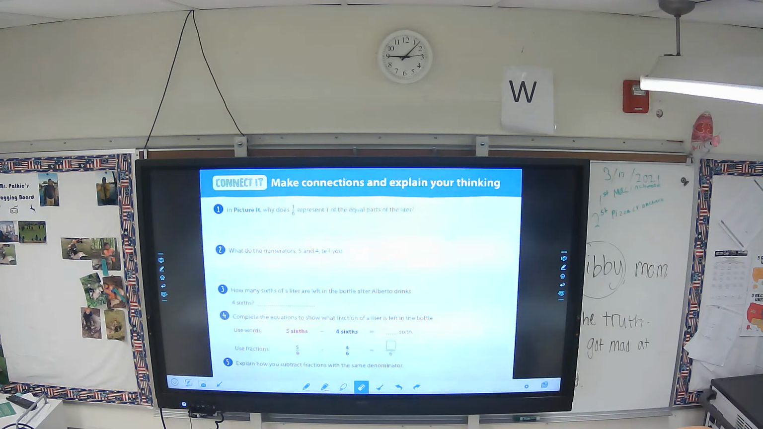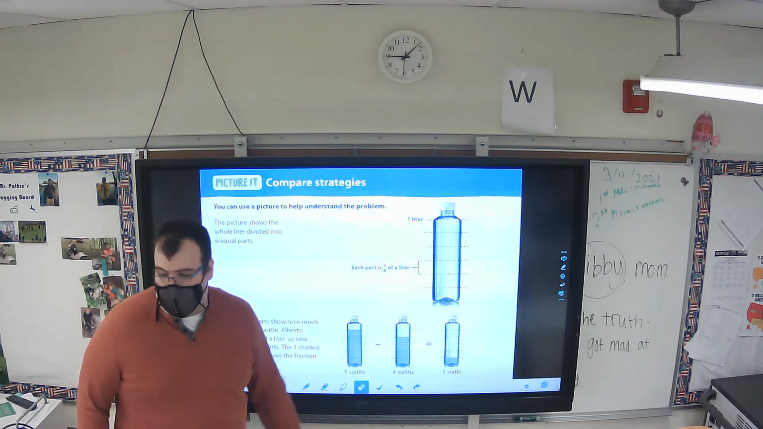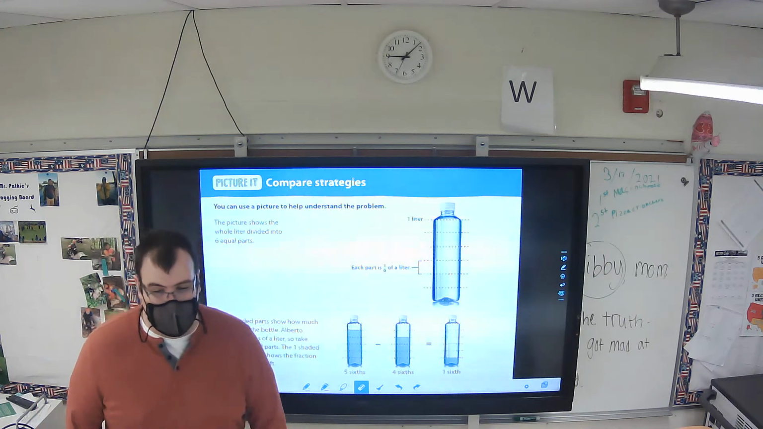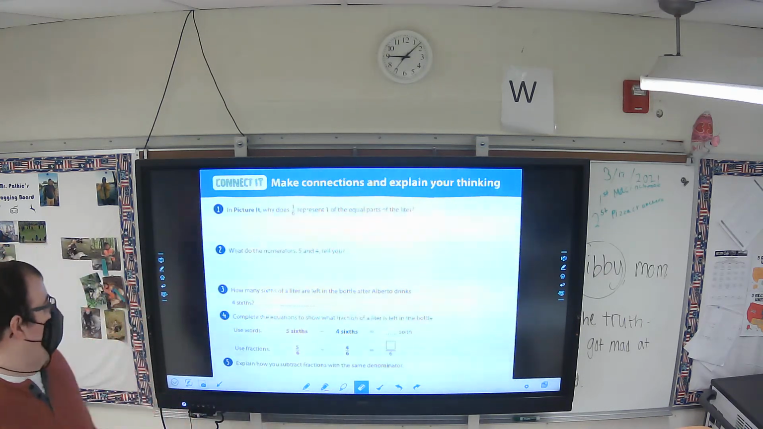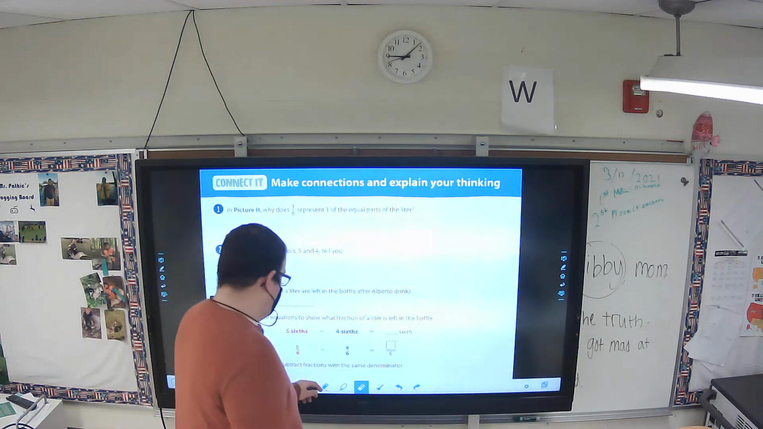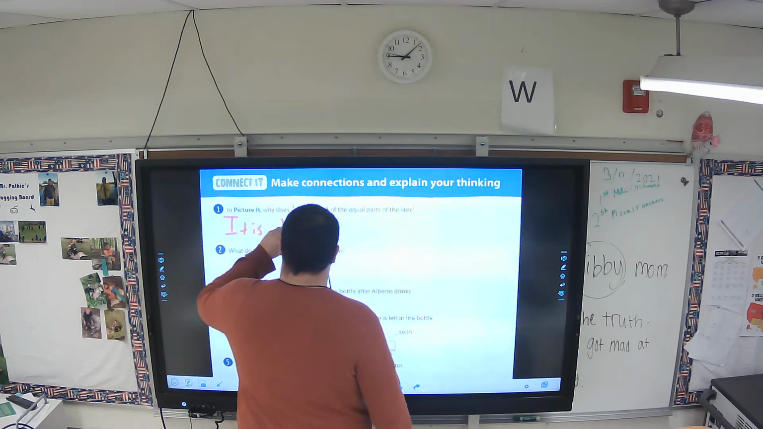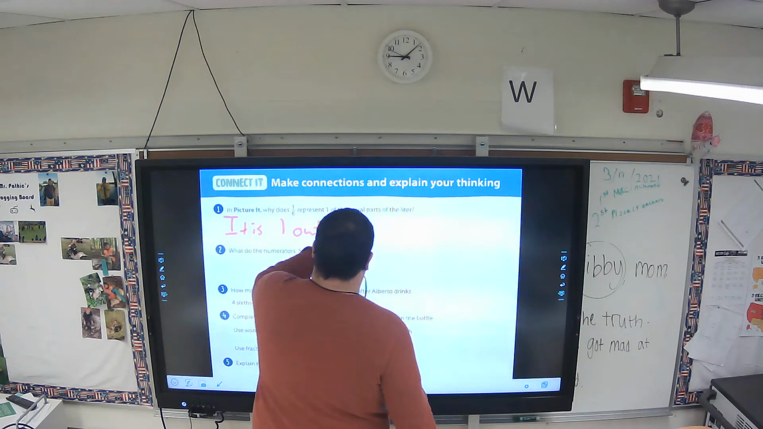And picture it. Why does 1/6 represent one of the equal parts of the liter? Why does 1/6 represent one part? Amelia? It represents it because there's 6 parts, but one is shaded in. So this is only 1/6 because it's broken into how many parts? 6. It's 1 out of 6. But we can't start the sentence with because. It is 1 out of 6.